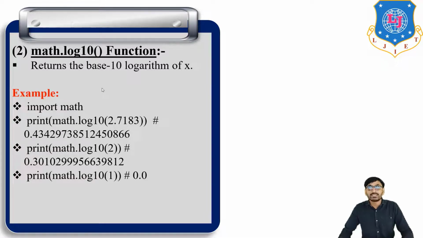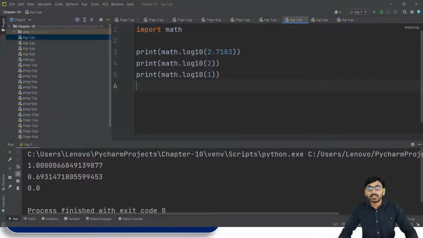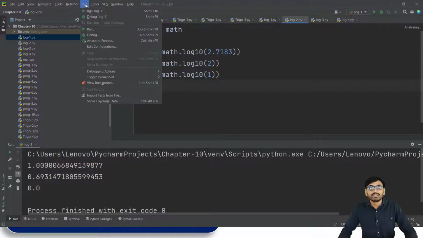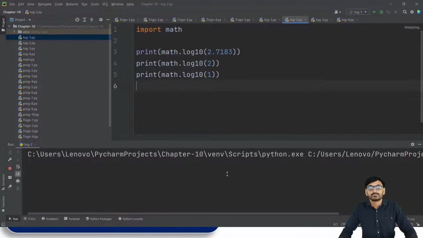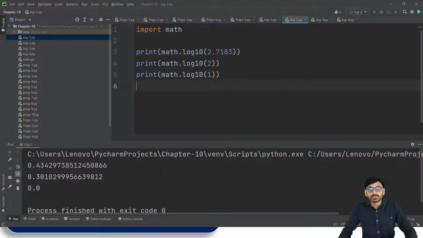Okay. Now this same program we run in PyCharm. So import math, then print math.log10(2.7183), then math.log10(2), then math.log10(1). If we run this program, then the output is 0.4342 something for the first one, 0.3010 something for the second one, and 0.0 for the third one.